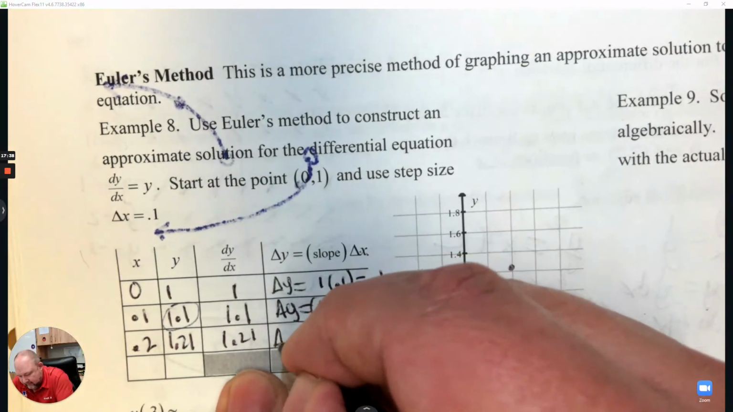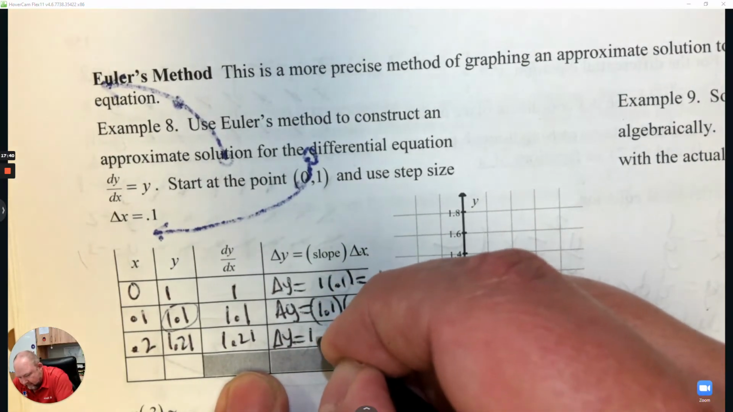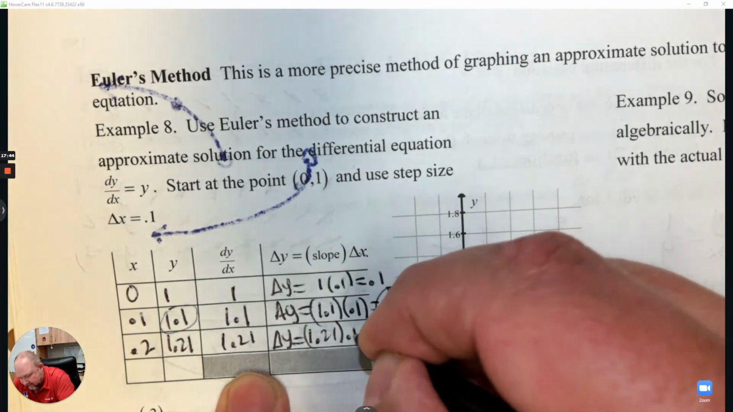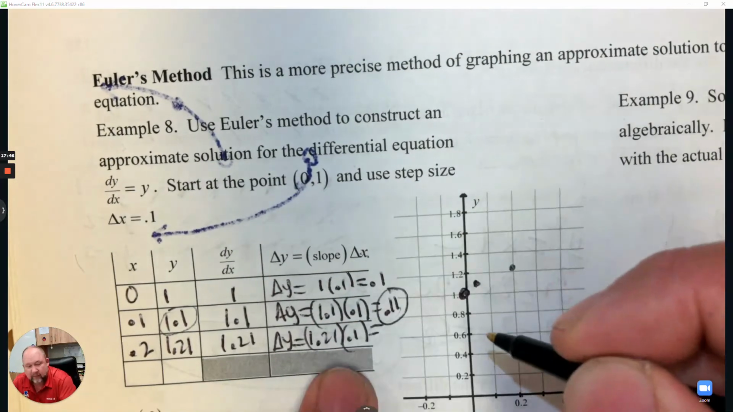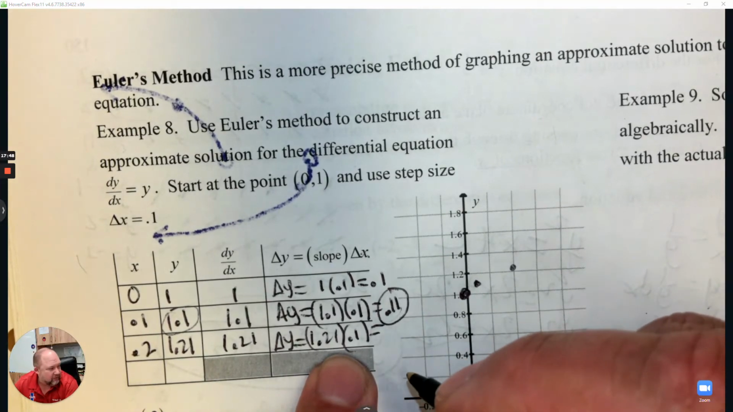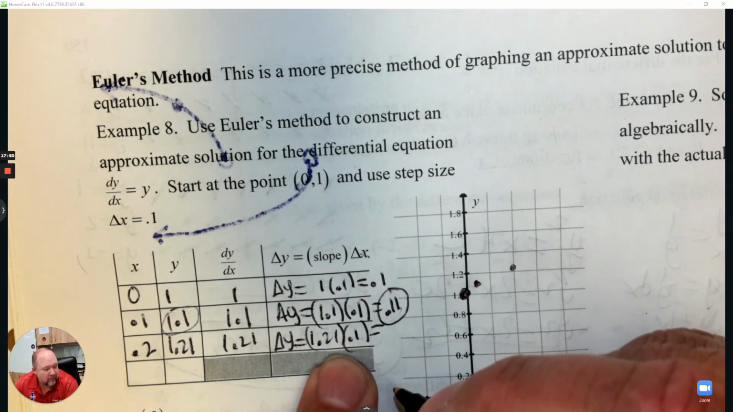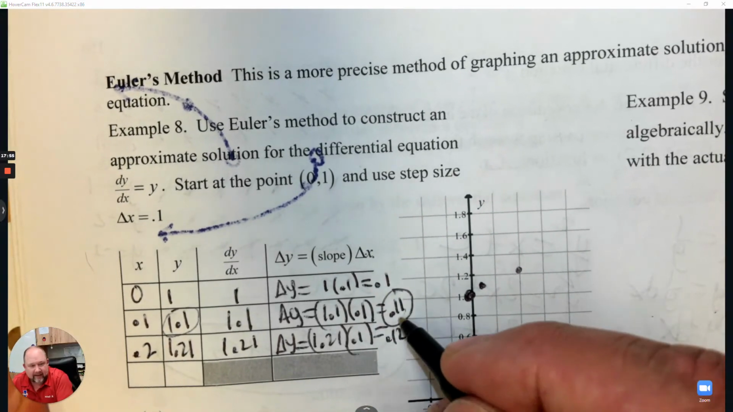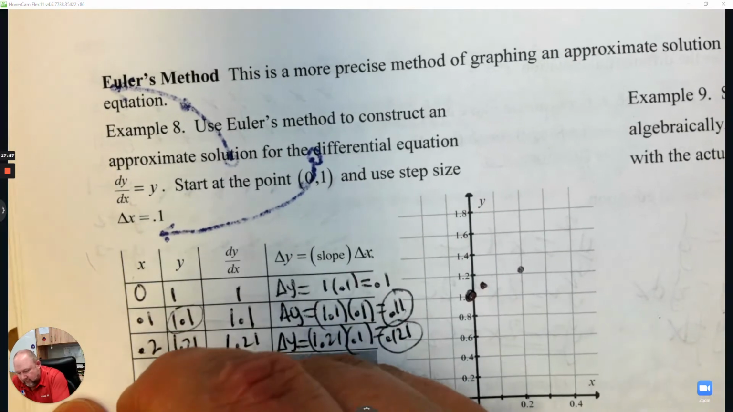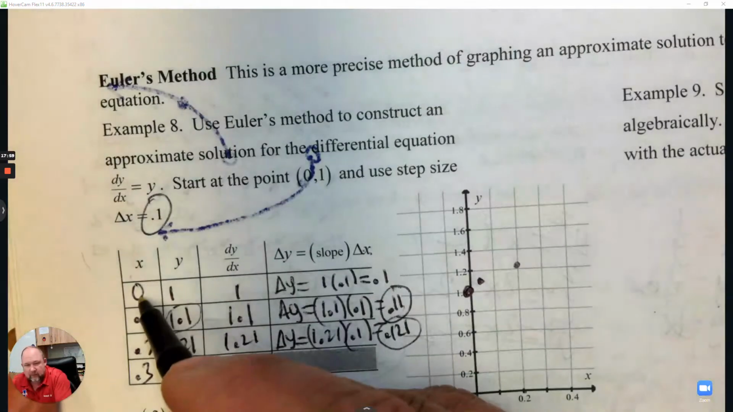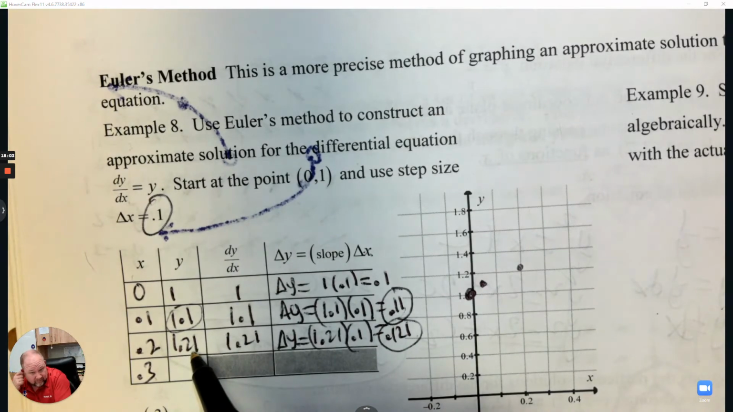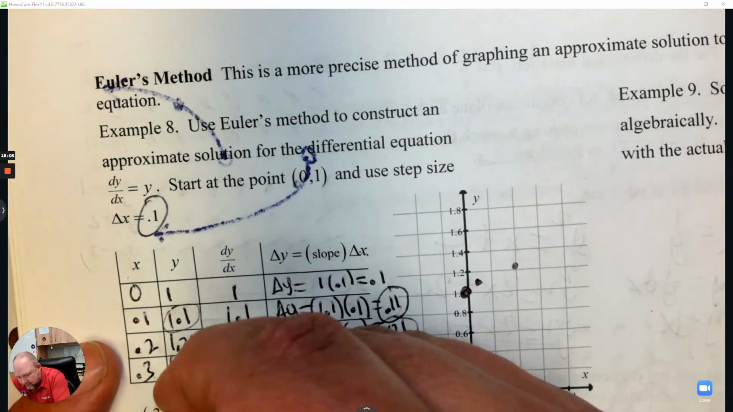And then to find the change in y, we take the slope, which is 1.21, and multiply it times the change in x, which is 0.1. Multiply those two together, and you get 0.121. And again, I'm going to add this. I'm just going by the change in x, so I just keep going 0.1, 0.1, 0.1. This answer gets added to the y value, and I get 1.331.